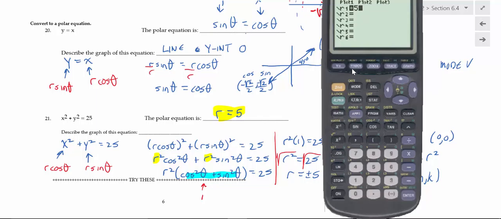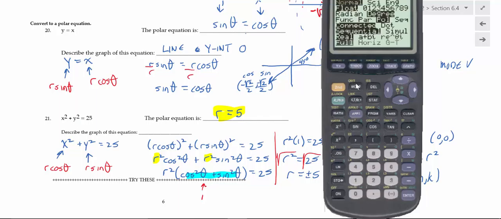When you do, the window looks a little bit different in polar. First of all, you set your angle. I'm just going to go one lap through the unit circle. You do want to make sure that you're in radian mode when you do this. So go ahead and check that. Make sure that you're in radian mode.